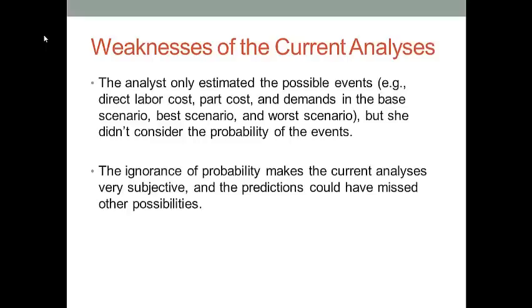There are two weaknesses of the current analysis strategy. First, the analysts only look at three scenarios. They basically ignored some other scenarios. Second, the analysts only look at the events in different scenarios. For instance, they estimated how much will be for the direct labor cost in the base scenario, best scenario, and the worst scenario. However, they really didn't look at the probability of this event. They didn't look at the probability of that particular direct labor cost to occur in different scenarios. The ignorance of the probability makes the current analysis very subjective. These are the weaknesses of the current analysis strategy.